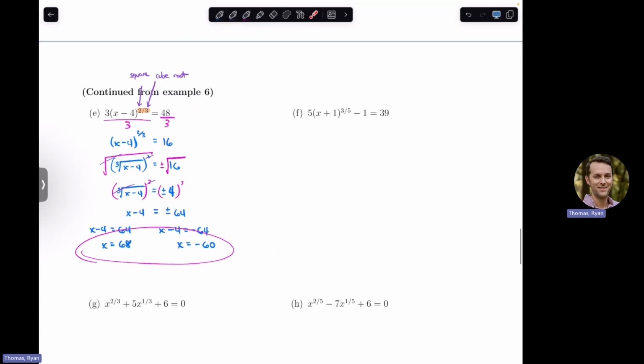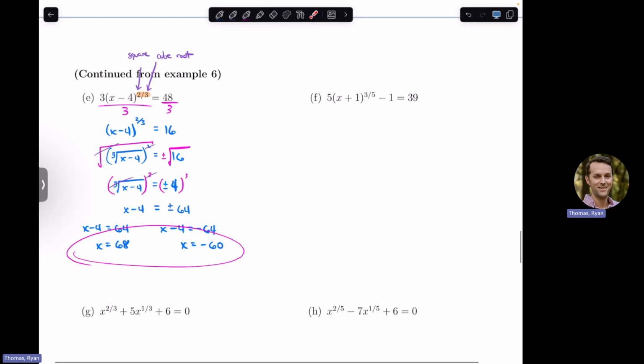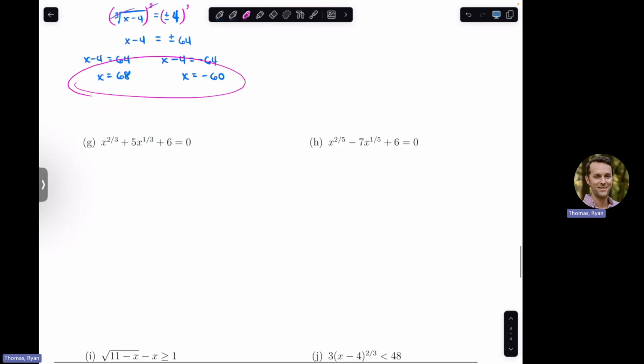Okay. All right. F is going to be very similar then, right? 3/5 power. Again, move stuff around to get this thing by itself first, and then think about peeling those away one at a time. You do this one.